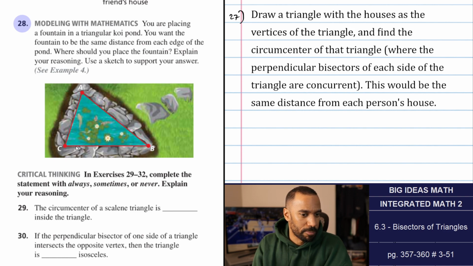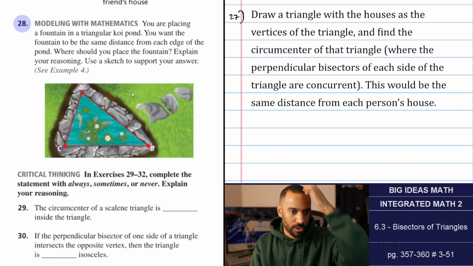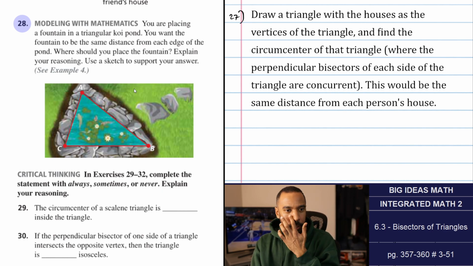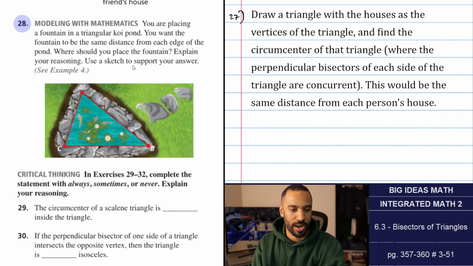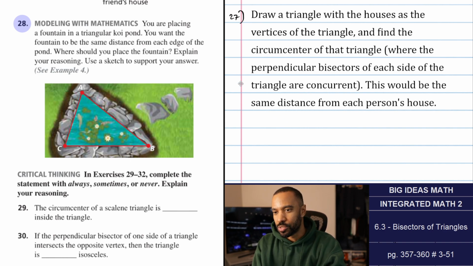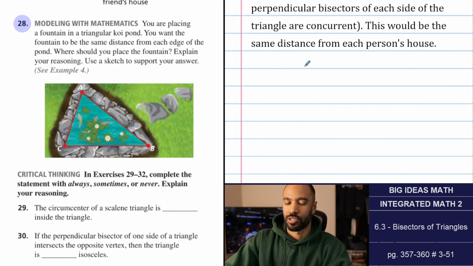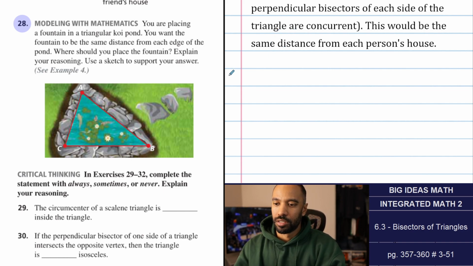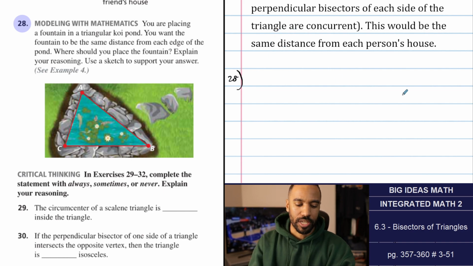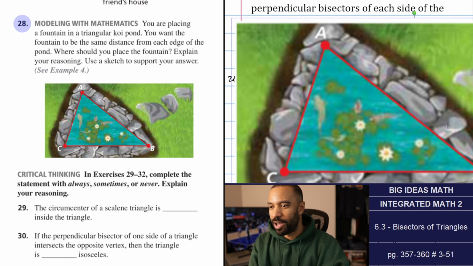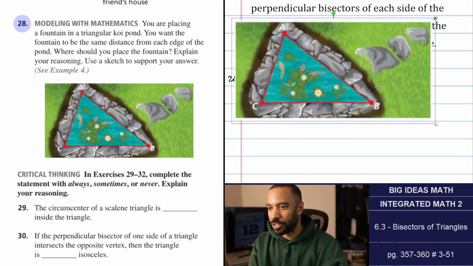So here's an edge of the pond, here's an edge of the pond, here's the sides of the triangle. Where should you place the fountain? Explain your reasoning. Use a sketch to support your answer. So this time I'll copy and paste this one over as I use a sketch to support the answer. I guess they're telling you to sketch a different thing, but I have the actual koi pond itself because it is a triangular koi pond.